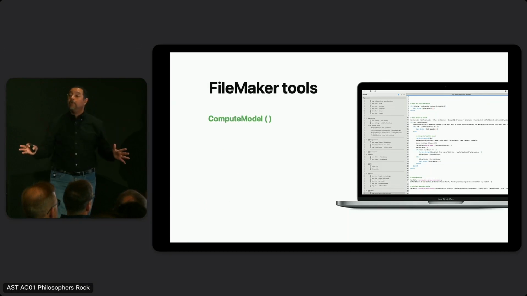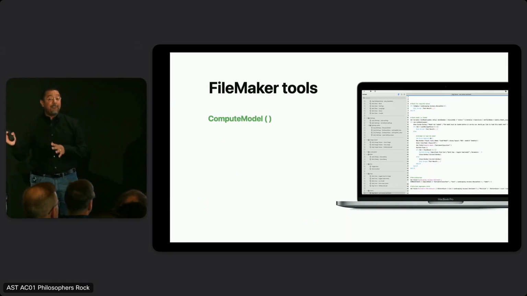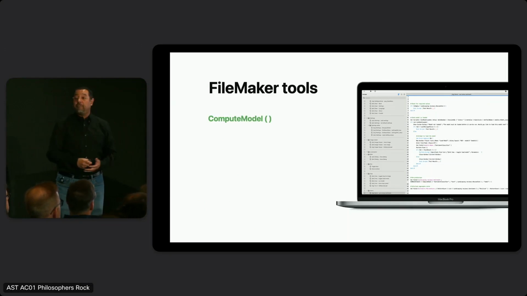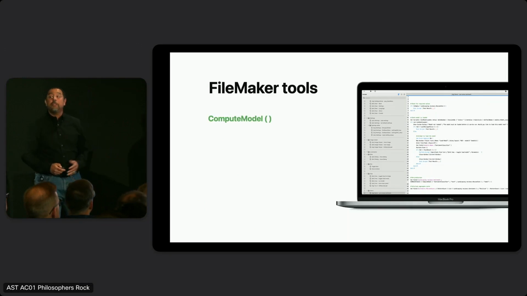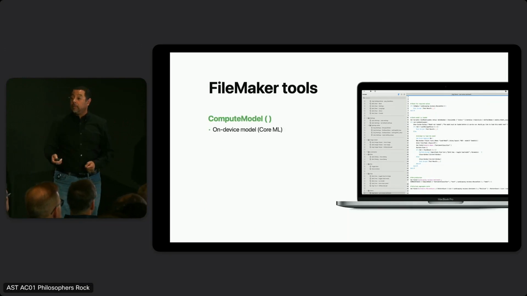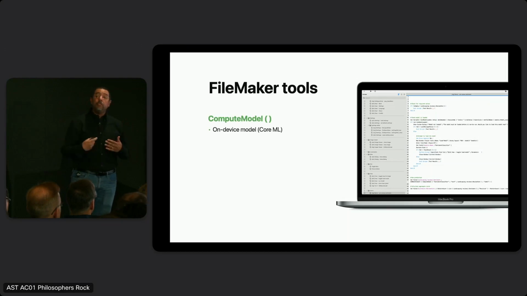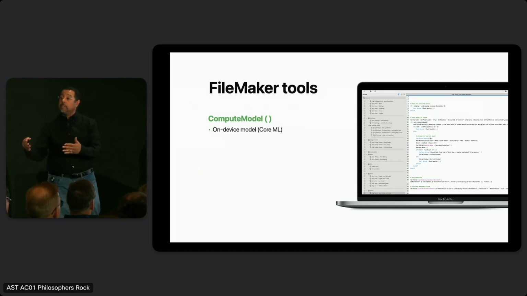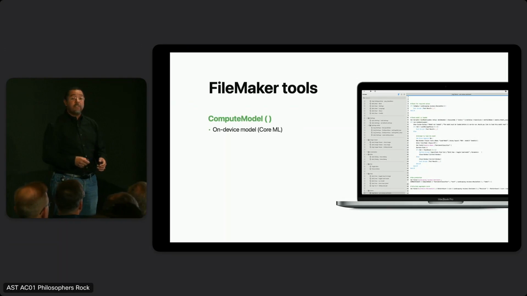If you did not know, FileMaker already has had for many years AI functionality inside. We actually have a complete function called compute model that allows you to run models locally on device. Okay? The compute model function takes Core ML models, runs them on device. It means you don't have to send data anywhere. It stays completely there on those devices. It works even on mobile devices. So you don't have to send data, and it's very, very fast.